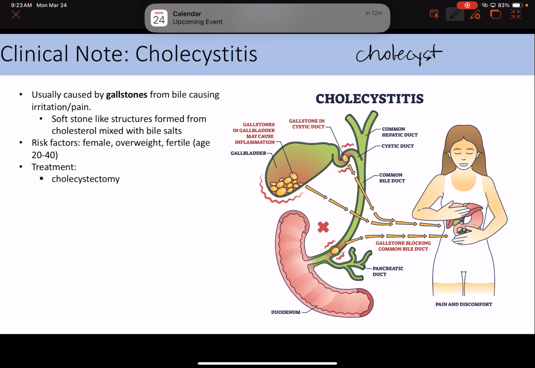If the cholesterol doesn't have anything to bind to, so if there are not enough bile salts, and that cholesterol is left to stay in there and concentrate, it'll eventually crystallize, causing stones, and then that can cause blockages through these ducts, which is very painful. Okay.